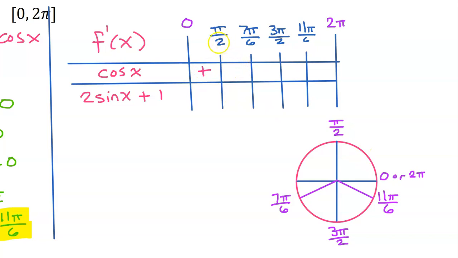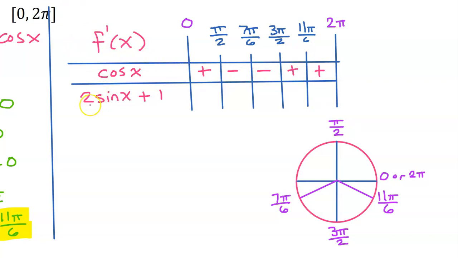What about between pi over 2 and 7 pi over 6? Well, x values are negative over here on the left side of the unit circle, so I know this is negative. What about between 7 pi over 6 and 3 pi over 2? Well, we're still over here on the left side, so x values are still negative over here. What about between 3 pi over 2 and 11 pi over 6? Well, we're on the right-hand side now. X values are positive over here. And it'll be the same story between 11 pi over 6 and 2 pi. We're on the right side of the unit circle where x values are positive.